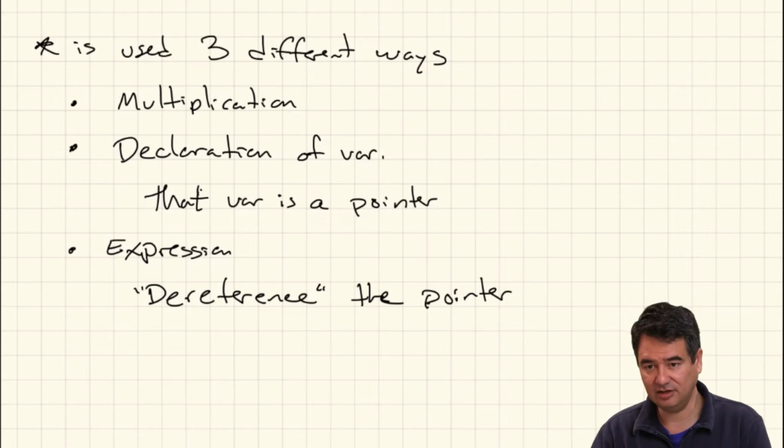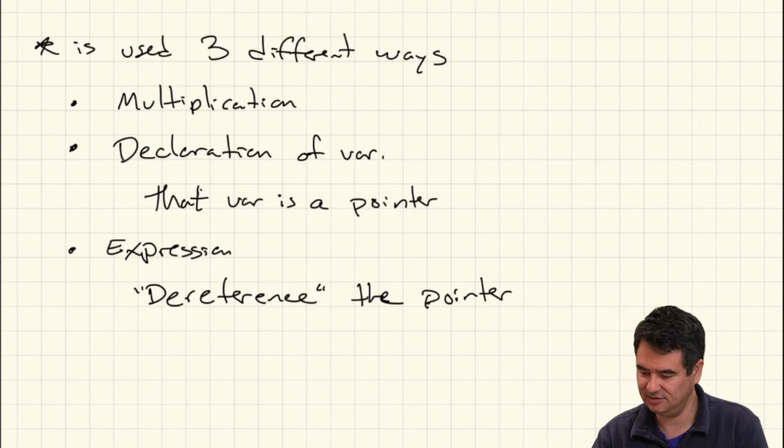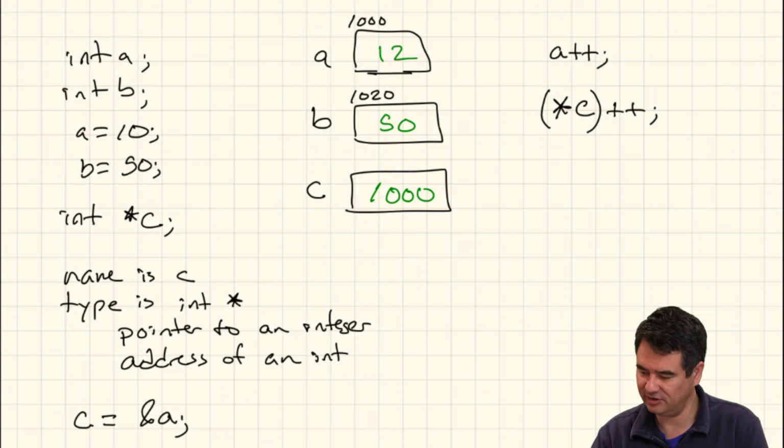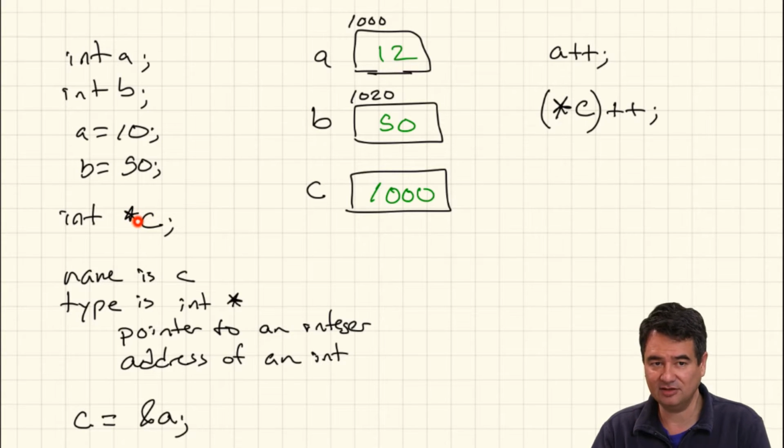So it is used these three different ways, and it depends on context. If it's in a variable declaration like here, it just means that this is a pointer, that C is going to contain a memory address. When it's used in an expression like this, then it means that you want to follow the link. And the way you can tell whether it's a declaration of a variable or an expression is whether there's a type out in front. See, the word int over here means I'm going to be declaring C to be a pointer to an integer.